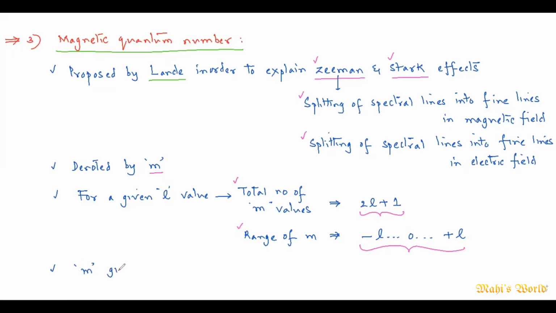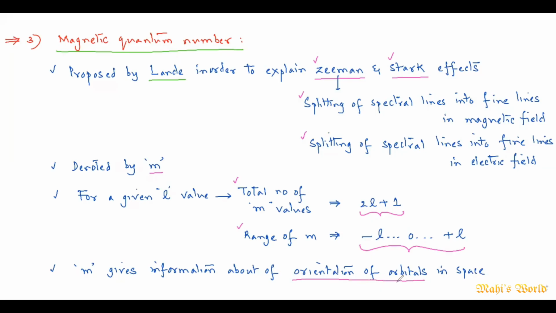You know, small m gives information about orientation of orbitals in space. What do you mean by orientation of orbitals? I mean, when they are placed in a magnetic field, whether they are oriented towards the magnetic field or away from the magnetic field, or they have no deflection at all.